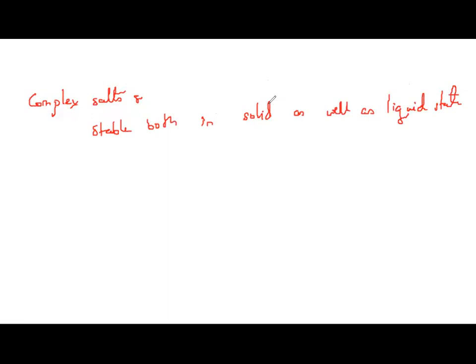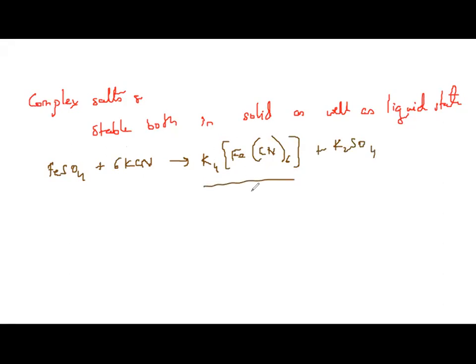So they are a combination of two or more simple or molecular compounds. For example, when ferrous sulfate combines with KCN, it gives K4[Fe(CN)6], that is 6 KCN, plus K2SO4. This is called a complex salt, or you can call it a coordination compound also.